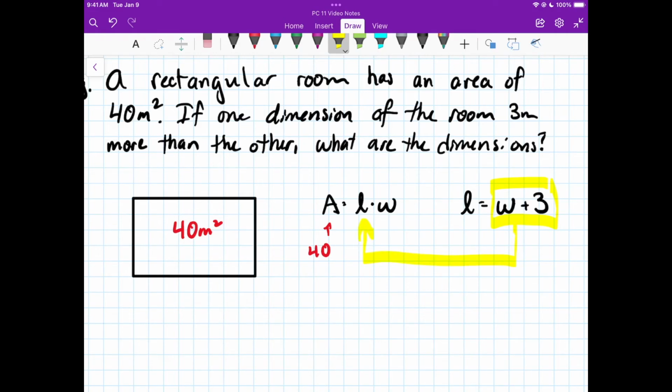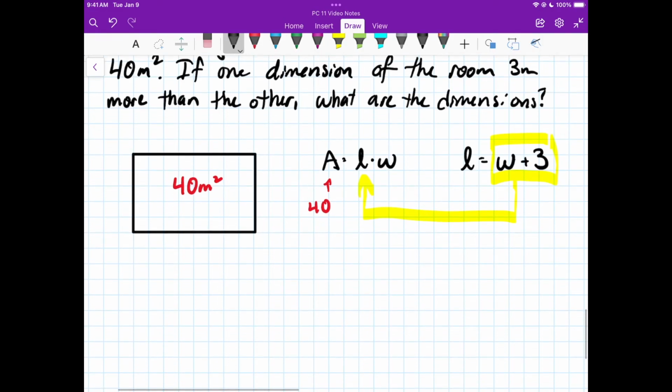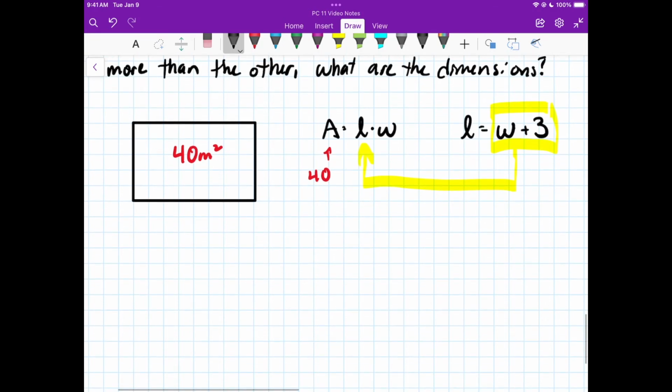This might seem kind of familiar to you if you remember the stuff from chapter 3 where you were trying to maximize the area inside of a fence. We're using some similar processes here. It's not exactly the same. We're not going to be finding a vertex or anything, but similar ideas. So if we put this all together, our area is 40.